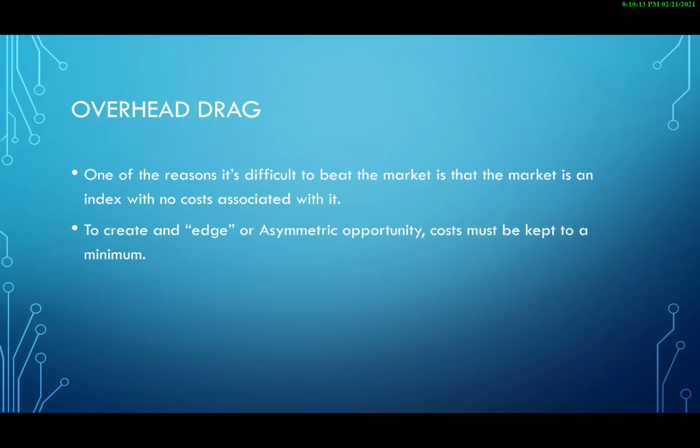Okay. Overhead drag, let's talk about that. We talked about fees and commissions and charges. One of the reasons that it can be difficult to beat the market is that the market is an index and there's no costs associated with the index. Now, you say, well, I could just take all my money and I could go put it in the SPY, which is the ETF that tracks the S&P 500. That's true, but there is even a tiny cost to doing that. So we want to create an edge. We want to create an advantage or an asymmetric opportunity, right? So costs must be kept at a minimum.